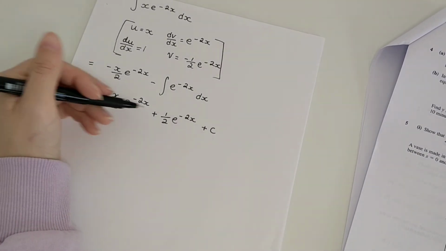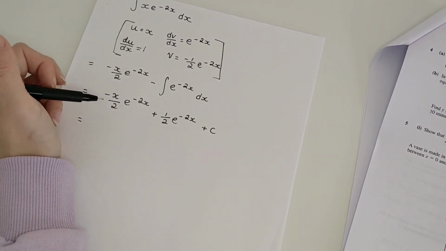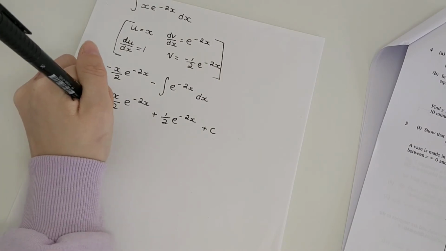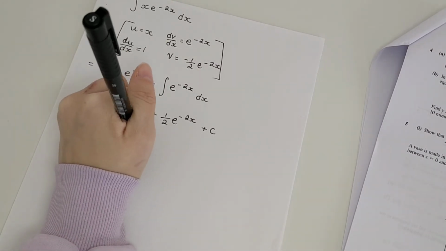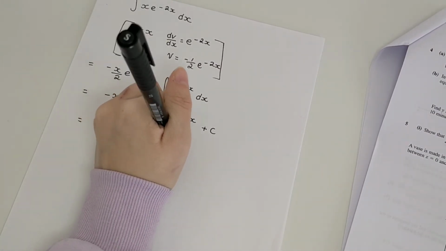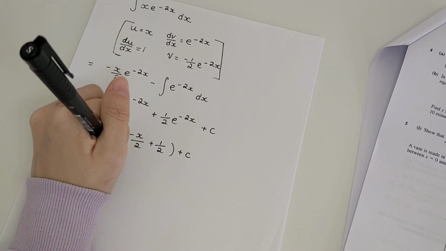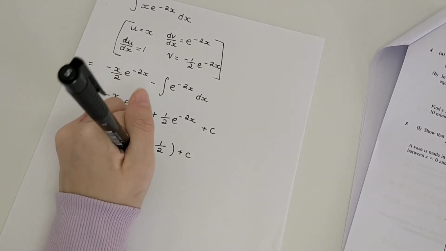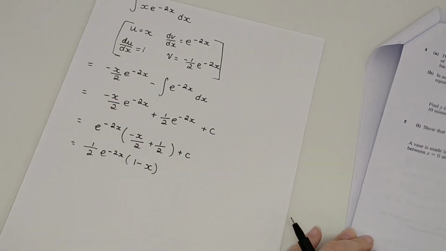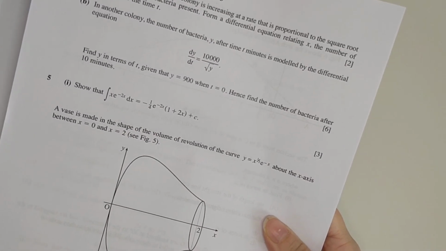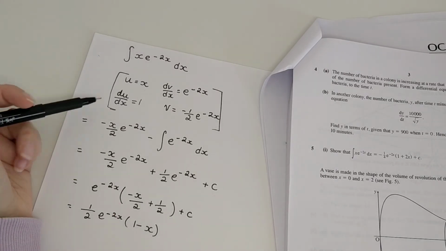Equals, I could factorise this. e to the minus 2x minus x over 2 plus a half plus c. So let's say a half e to the minus 2x, 1 minus x. Oh yay, I love it when the answer is wrong. Okay, what did I do wrong? Tell me. What did I do wrong?